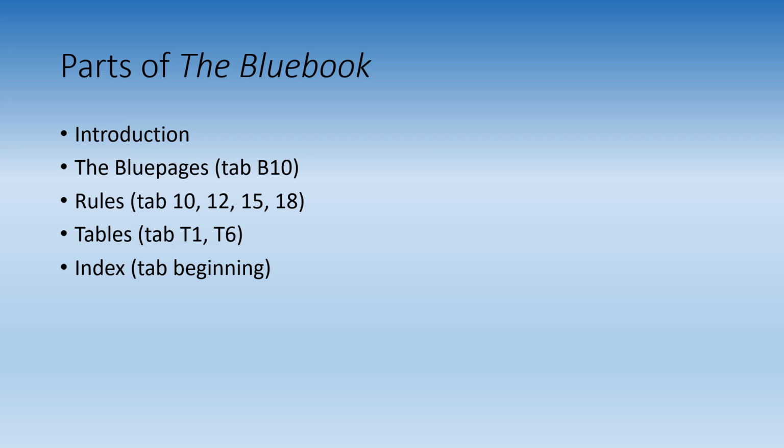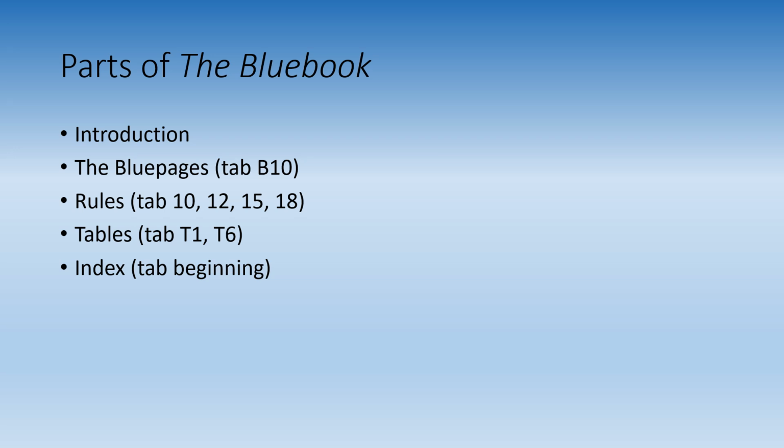In the Bluepages, the rules span fewer pages. So if you'll just tab B10, you'll be able to quickly get to 12, 15, and 18 from there. And then in the main body, where the rules tend to be more involved, you'll tab 10, 12, 15, and 18, and that will get you to most of the rules that you need, if not all the rules that you need in your first year.